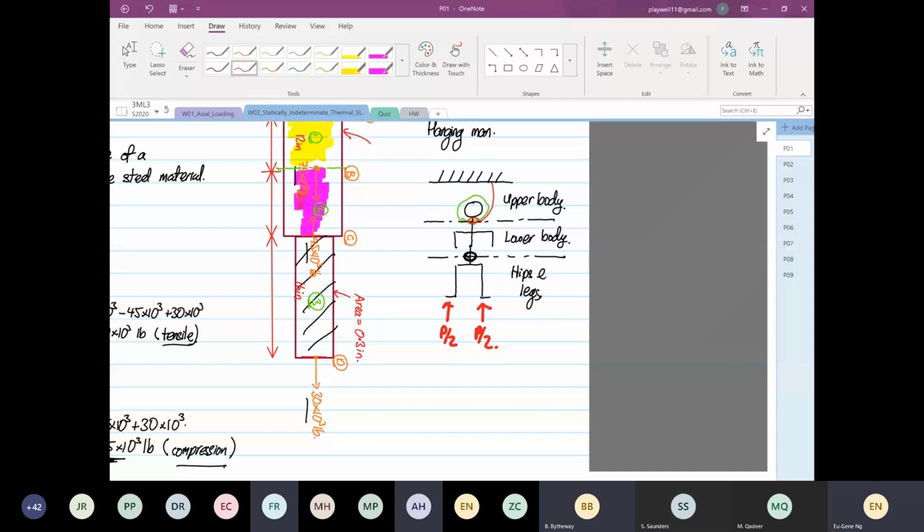Yes. Right? Will the lower body feel the P? Yes. Will the upper body feel the P? Yes. Interesting, isn't it? It will feel the P. So you have to be really cautious down there. This is where things get interesting.